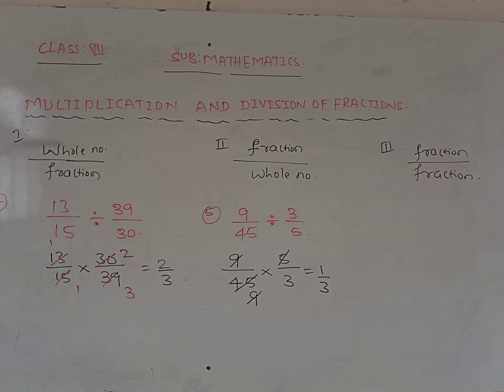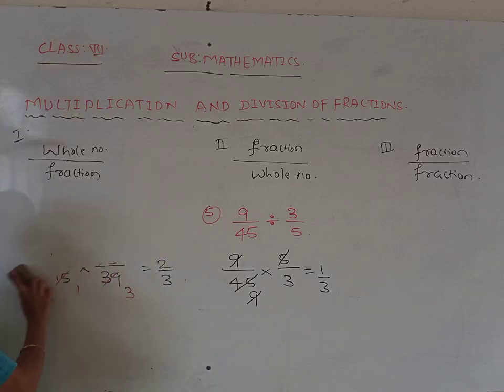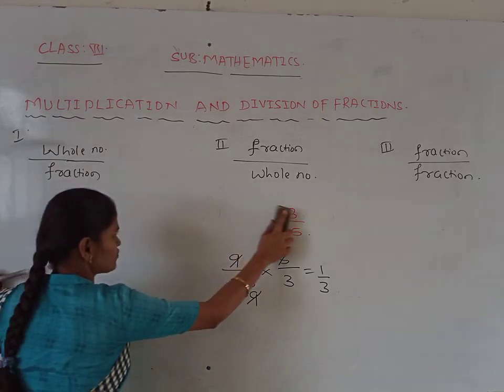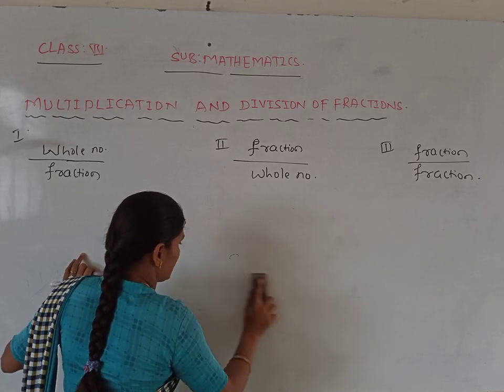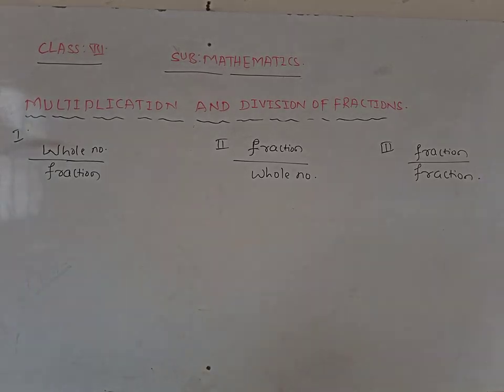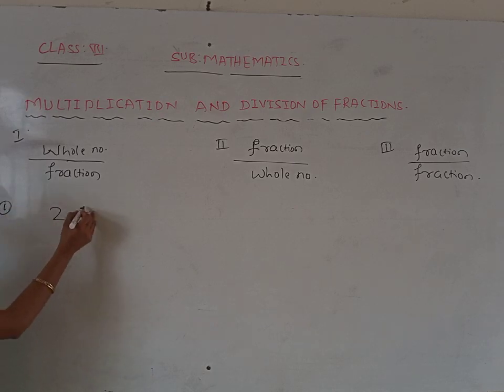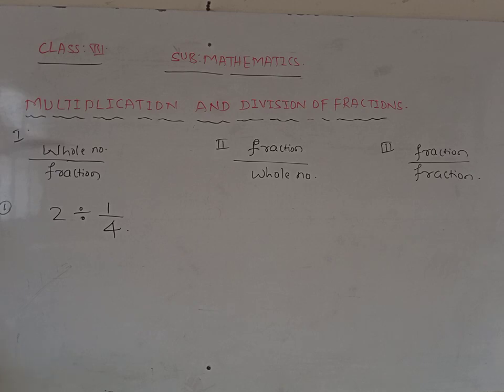Yes, shall I take these two? Whole number by fraction. Next one, fraction by whole number. Remaining two ways. Yes, take here. First one, whole by fraction. Whole number by fraction: 2 divided by 1 by 4. How to solve? Yes, so easy.